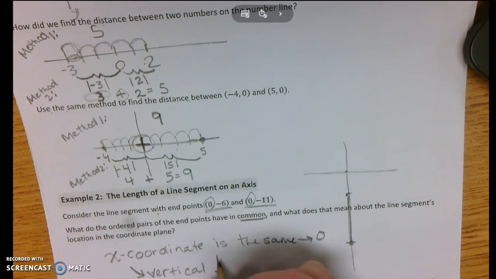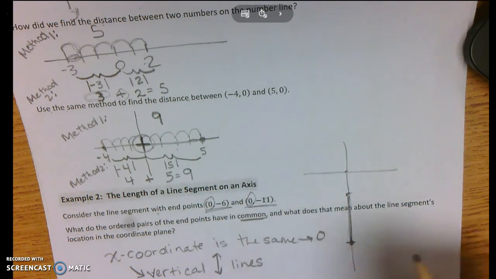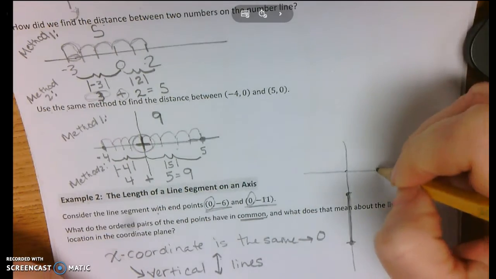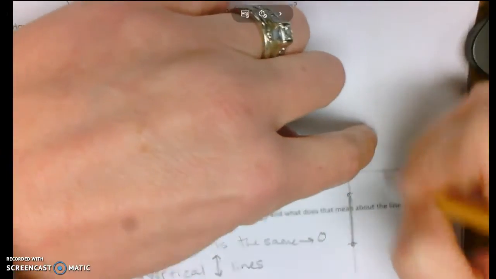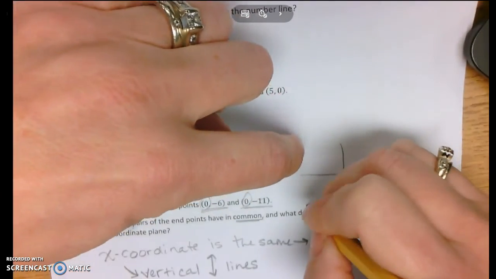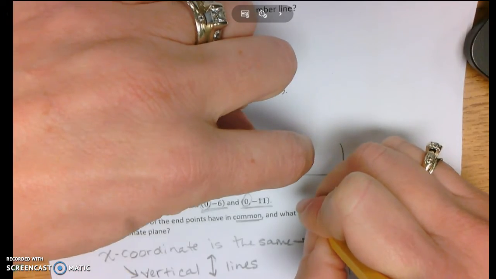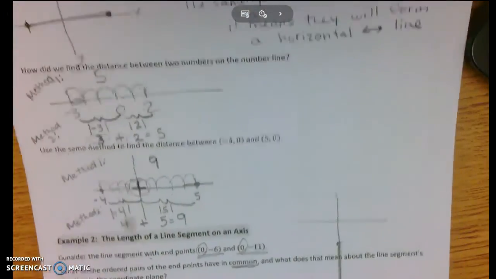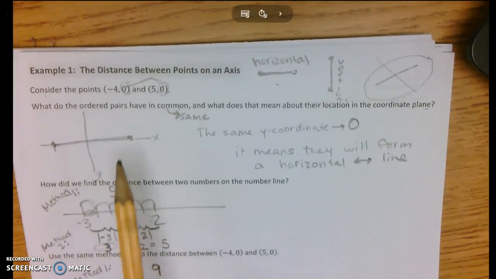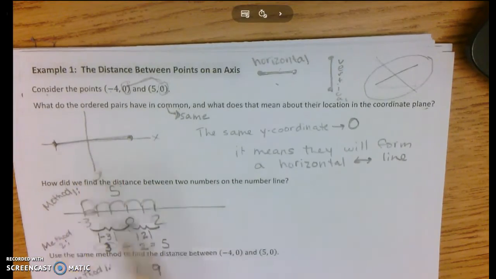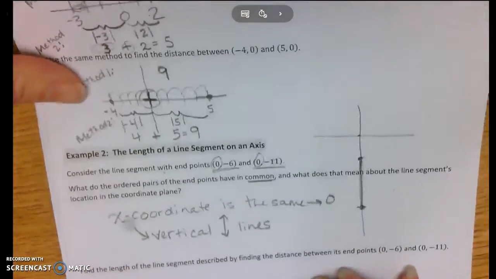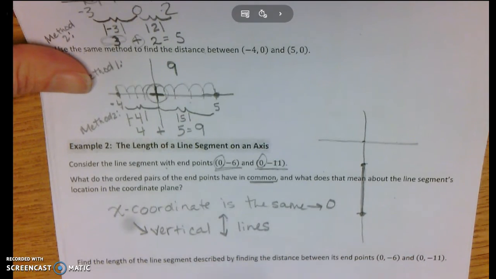And give yourself a visual for vertical one more time. Vertical lines make sense because if I have 3, 3, and I have one up here and one down here, they're going to line up together and create that vertical line. If I have -5, -5, they're going to line up together and create that vertical line. So to recap, when y-coordinates are the same, it'll create a horizontal line. When x-coordinates are the same, it creates a vertical line.